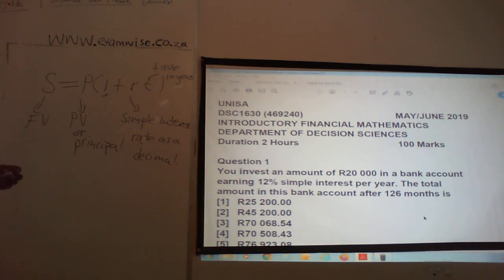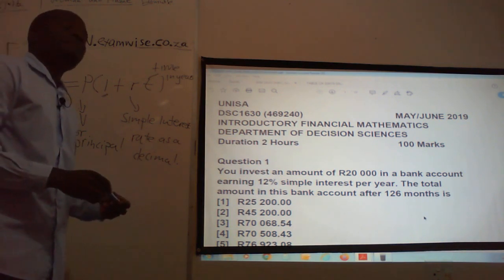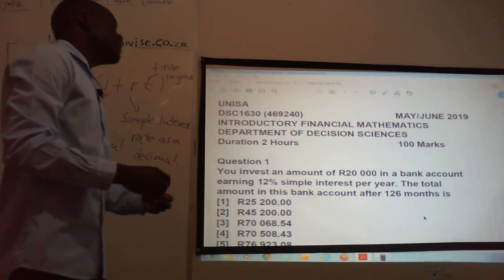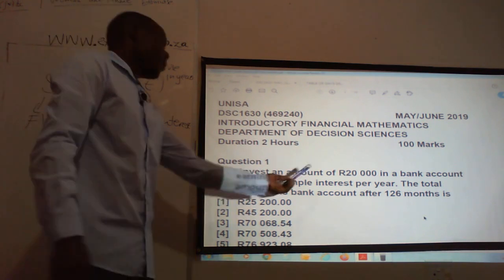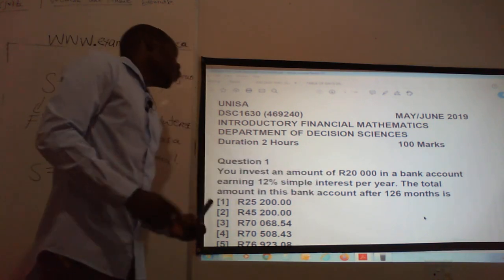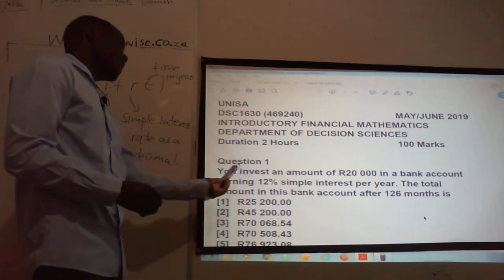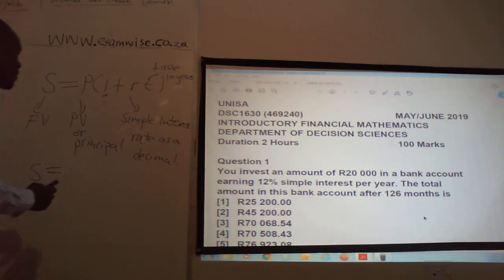Since the question asks for the amount in the bank account after 126 months, we are required to calculate our future value or sum accumulated. So let us calculate our sum accumulated. Our S is equal to P. We said P is the original amount invested, or the present value. So our P or principal here is 20,000, since it is the amount that was invested in the bank account.